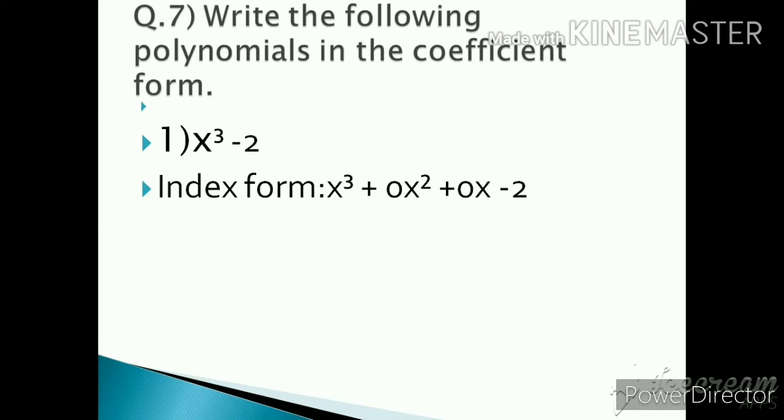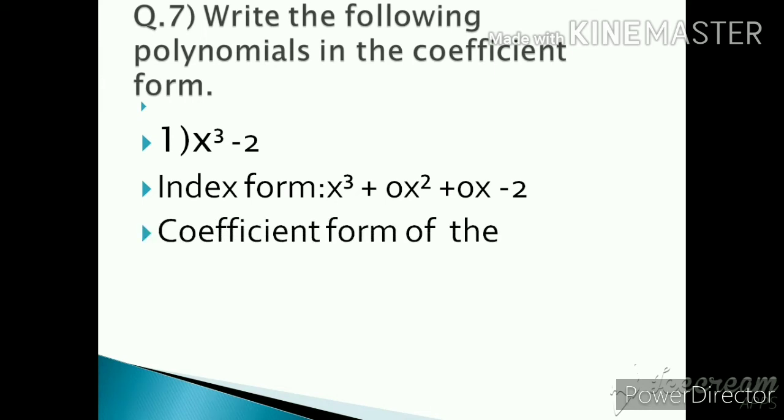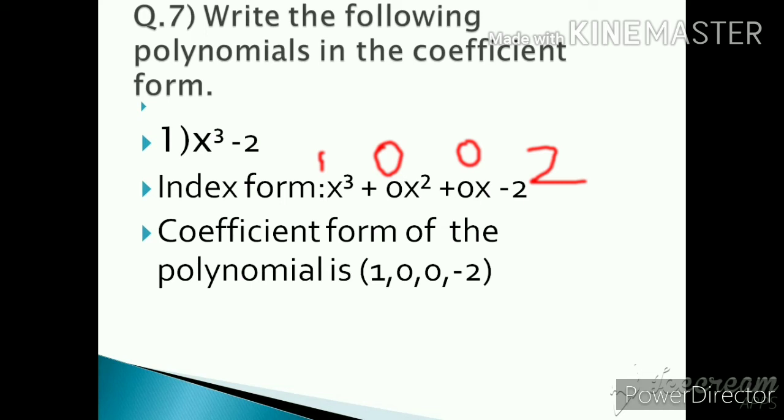x cube. Here x square is not there, children, so we have to take plus 0x square, and x is also not there, so we have to take plus 0x minus 2. Now coefficient form of the polynomial. With the x cube, no number is there, so we will take 1, and here 0 we will take, and again 0, and last the number is there, children, minus 2, we have to write.